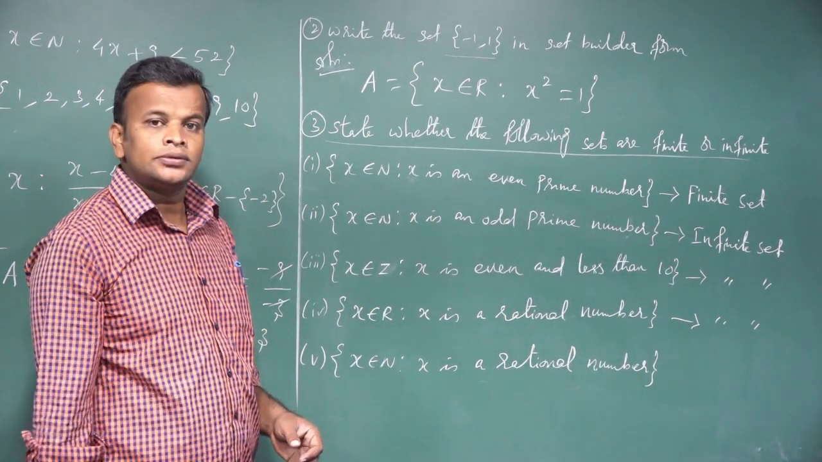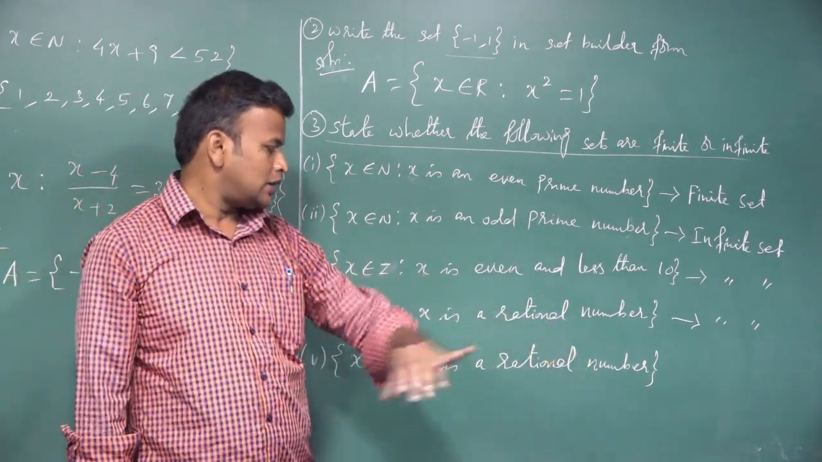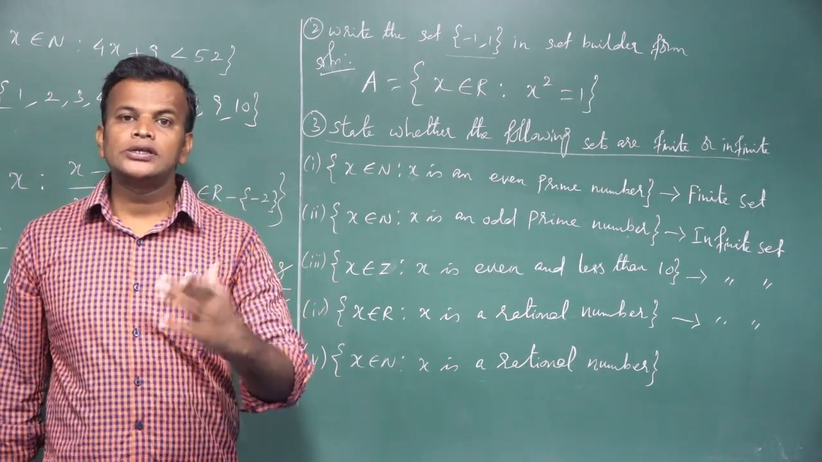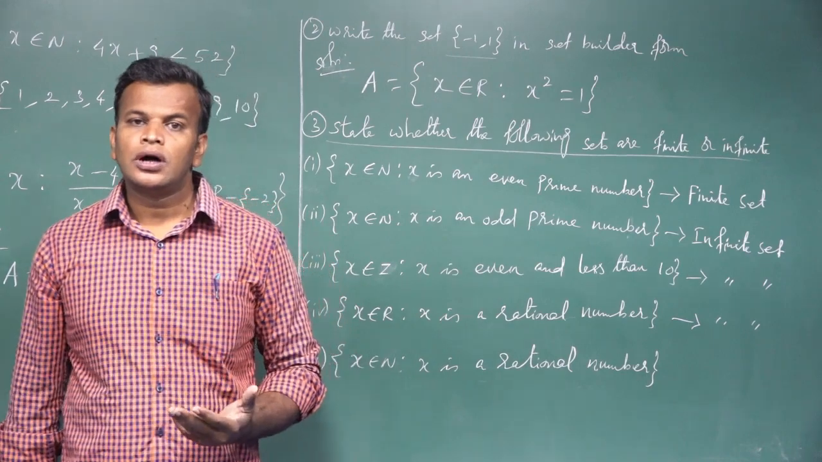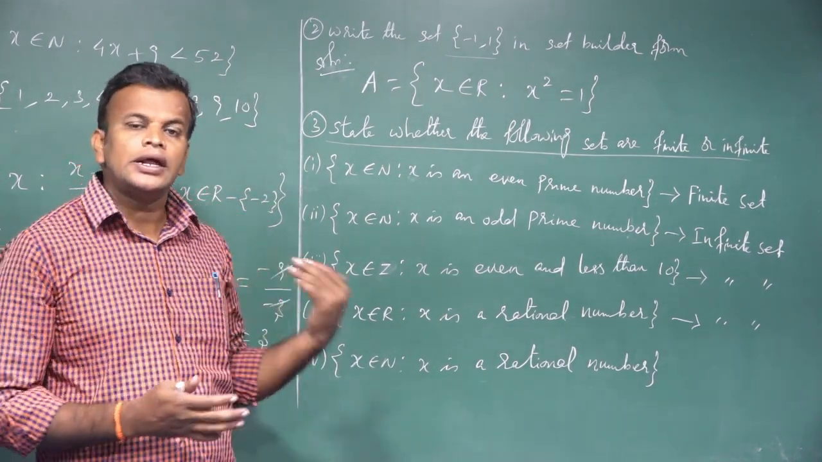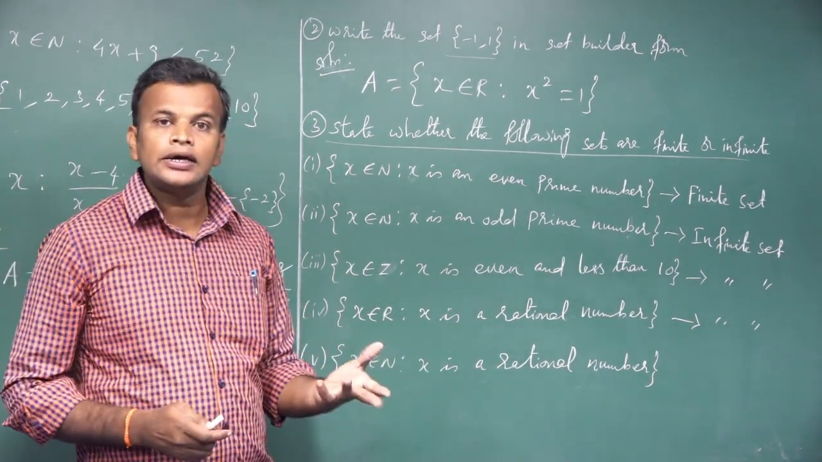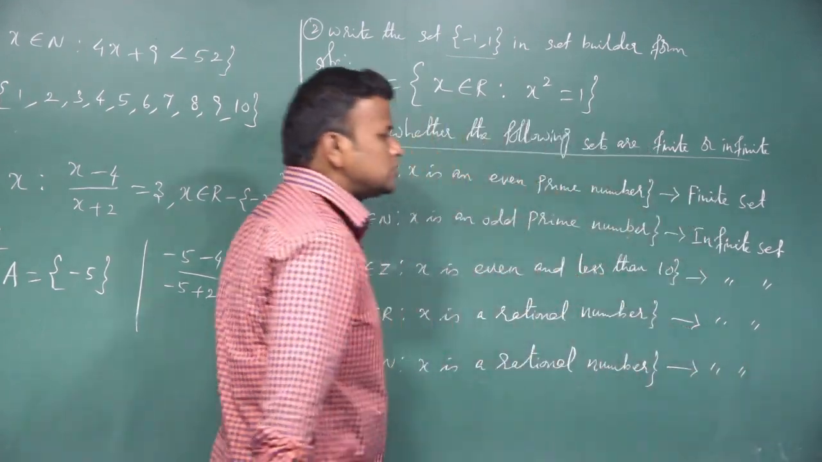Fifth one: x belongs to N, x is a rational number. We can write any number in rational form. I write 1 as 1 by 1, 2 as 2 by 1, 3 as 3 by 1. So we can write any number as a rational number. This process is also endless. Therefore this one is also an infinite set.